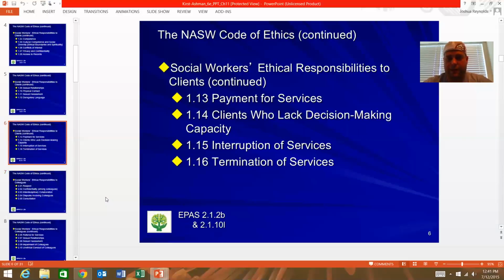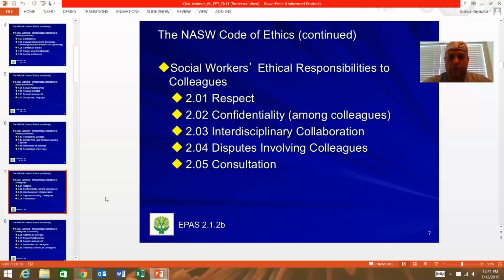Okay, so that's ethical responsibilities to clients. To colleagues, or to each other, I know this is pretty self-explanatory and kind of basic, but it's still very important. Respect, confidentiality. One thing I'll say here about confidentiality is there may be certain times when you're told something in confidence, but you can't keep it in confidence. Either it is illegal, or if there's not a legality issue, it certainly might be something that's unethical.